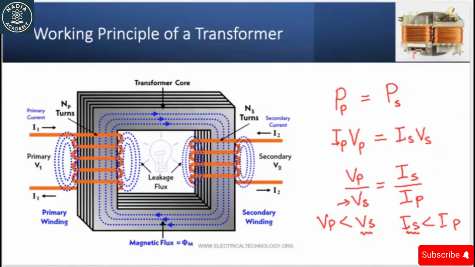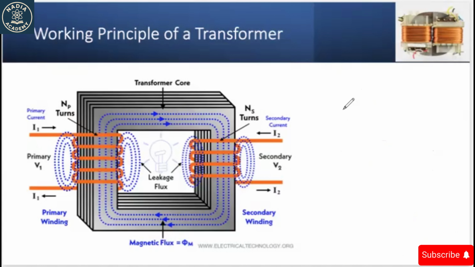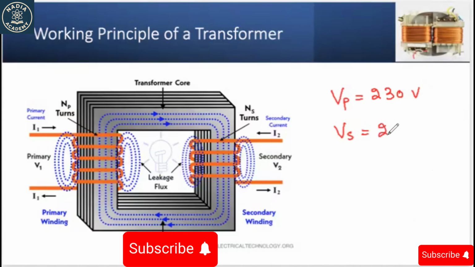Now I would give you an assignment. For example, we have an input voltage of 230 volts, and we want an output of 20 volts. You need to design a transformer with some number of turns in the primary coil and some number of turns in the secondary. This is what you need to think about yourself, and you need to design a transformer to charge your computer.